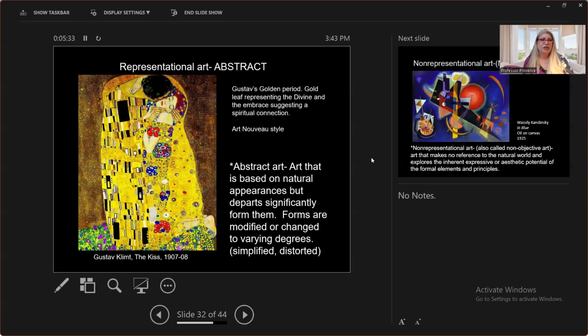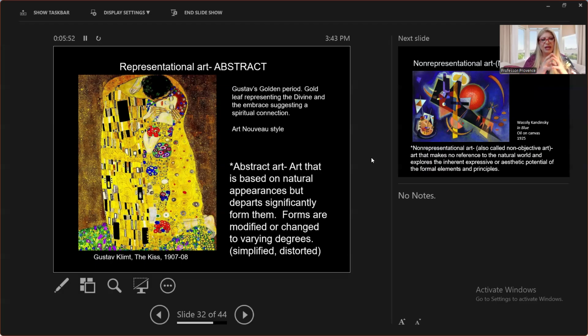Now, here's an example of representational art, abstract. We've got Gustav Klimt, The Kiss. You may have seen this before, but abstract art is art that's based on natural appearances, but departs significantly from them, right?